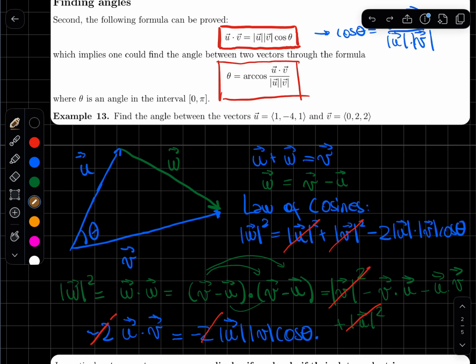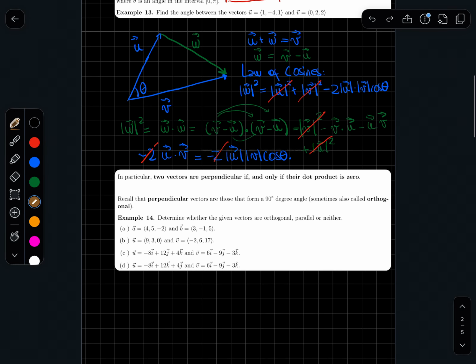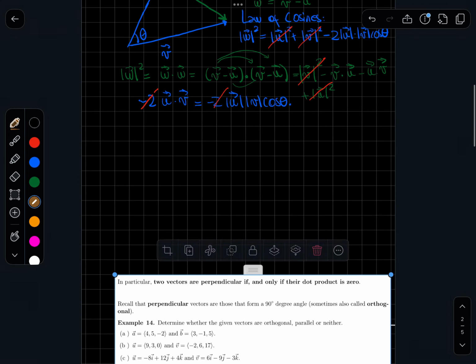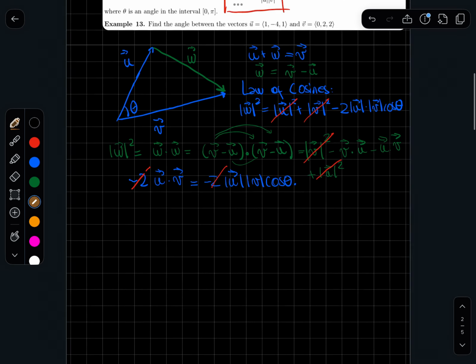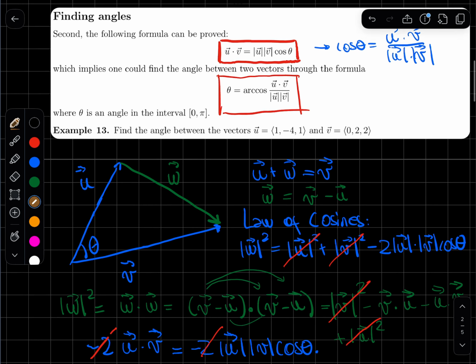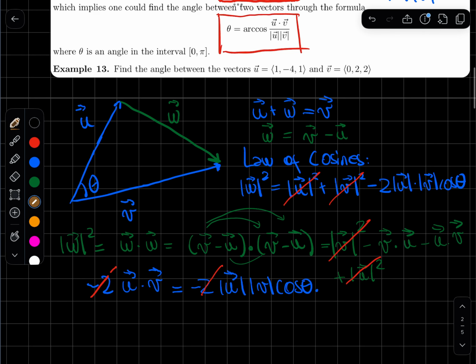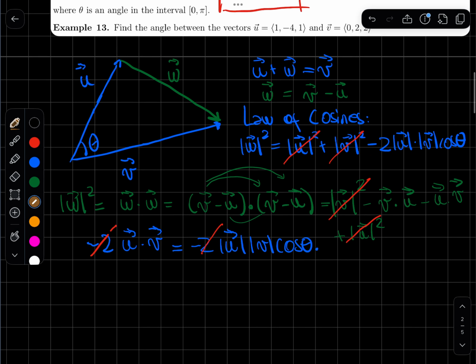So I'm going to solve an example. I actually want to save this, so I'm going to move this down. I didn't plan to prove this formula at the beginning. So let me go ahead and solve example 13 there.